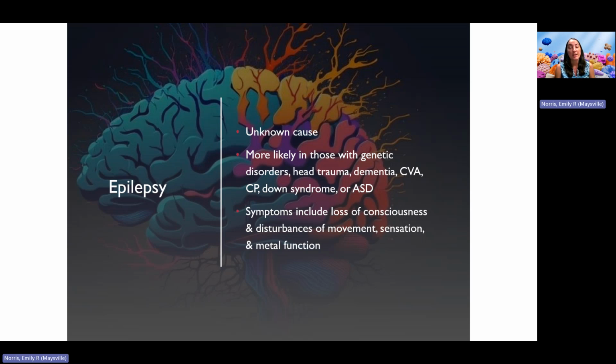Epilepsy is more likely in children with genetic disorders, or if somebody has had head trauma, or someone who has dementia or has had a stroke. It's also more likely in people who have cerebral palsy, Down syndrome, and autism spectrum disorder. So a lot of the populations we've talked about in this slide or in this PowerPoint are more likely to have epilepsy.